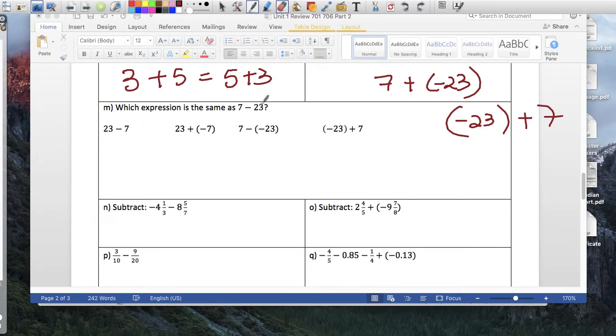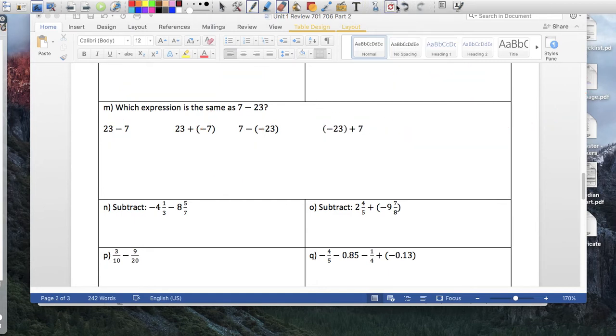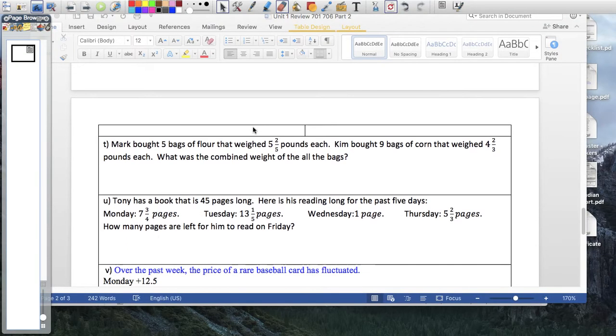Is 23 minus 7 the same as 7 minus 23? So this is garbage. 23 plus negative 27. First of all, the 23 has to be negative. And both of mine here, they're negative, so this is garbage. We're left with these two. Well, this one says 7 minus negative 23. Well, if you want to change that to addition, you get 7 plus the opposite of negative 23, which is 23. They're both positive, and none of mine have two positive numbers, so this is garbage. And the only one, and this looks very similar to this. Subtraction.